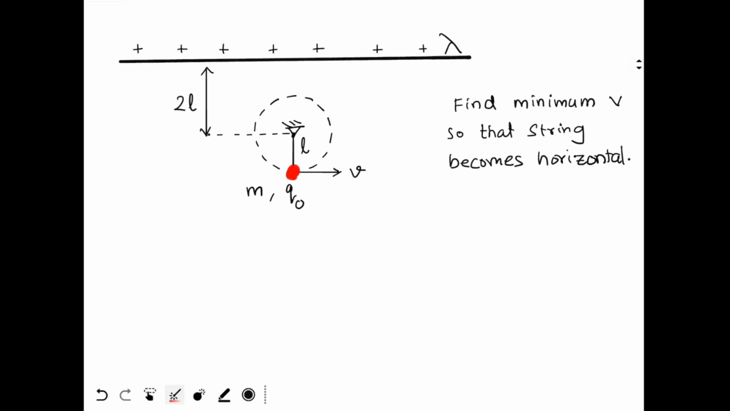So initially the charge has velocity v, and when it reaches this horizontal position its velocity becomes 0. So I can write down over here that at this position the velocity, let's call it v1, becomes 0. So while going from this point to this point, what is the work done by gravity? Work done by gravity will be minus mgL, because the height difference between these 2 points is L.